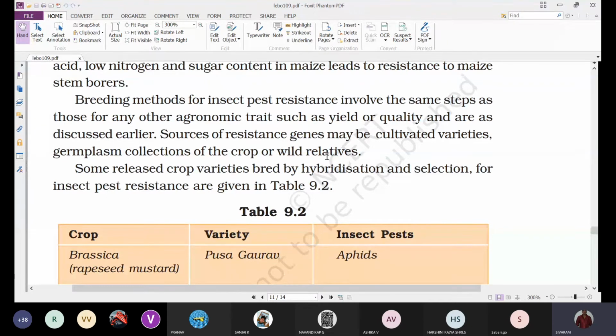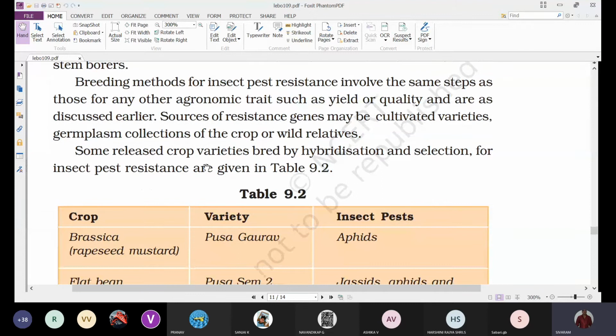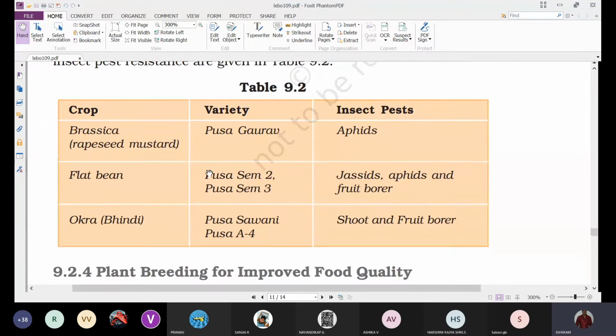Wherever they are present, by using breeding we have to introduce them into the high yielding varieties. Some released crop varieties bred by hybridization and selection for insect pest resistance are given. Here is another table. Already we have gone through one table where disease resistant varieties were developed by using conventional breeding.